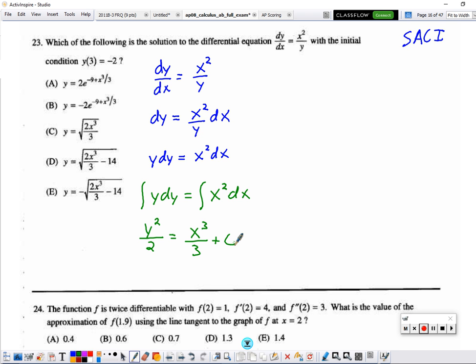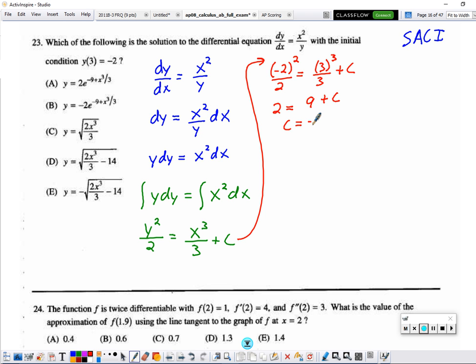I need to find the constant now. That's what the C stands for. So I'm going to plug in the constants they gave me. So when x is 3, y is -2. I always replace variables with parentheses to prevent mistakes. So 3 cubed over 3 plus the constant. So this is 4 divided by 2, that's 2. That's 9. So the constant is -7.